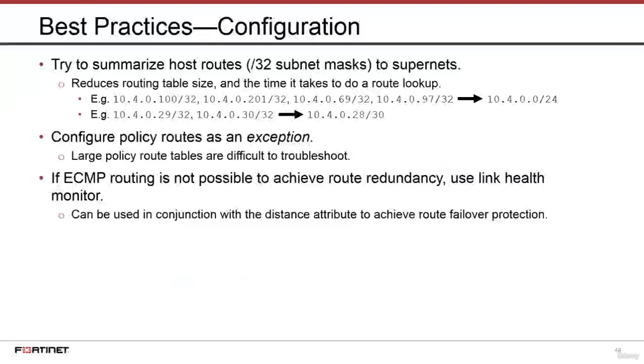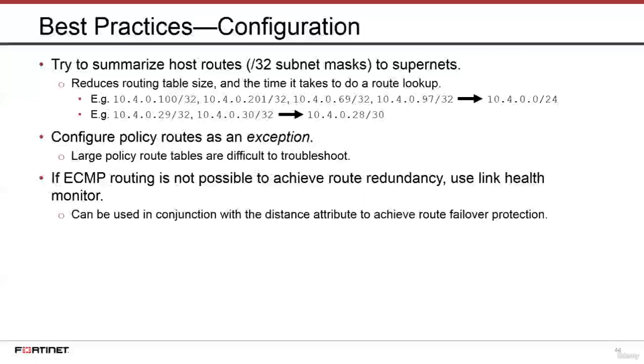When configuring policy routes, treat them as an exception to the routing table. If you find yourself continuously having to create policy routes, you should re-evaluate your static route configuration to see if you can make adjustments there first. Remember, policy routes override the routing table. So the only way to override a policy route is by configuring another one. If you don't plan your policy route configuration, it can quickly become an issue. Also, large policy route tables are difficult to troubleshoot.